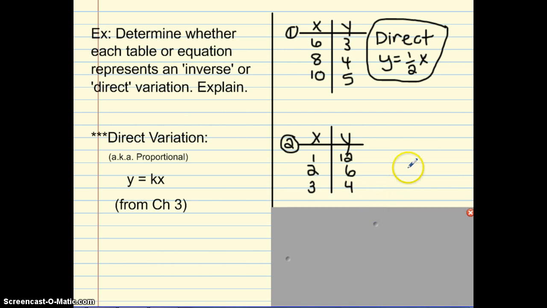In number 2, when I look at my table, 1 and 12, 2 and 6, 3 and 4, every time my x times y is 12, which is an example of inverse variation.